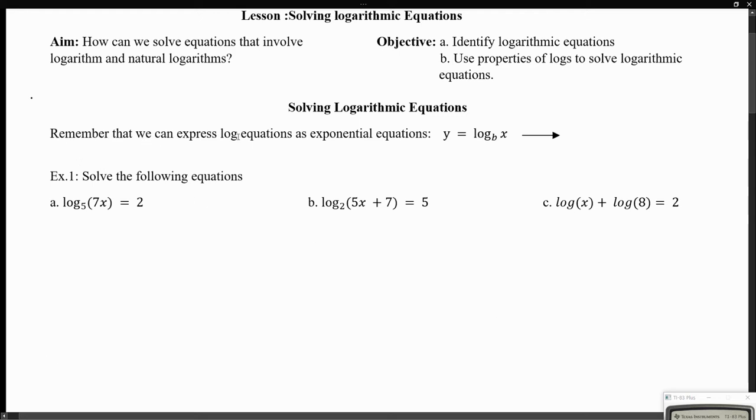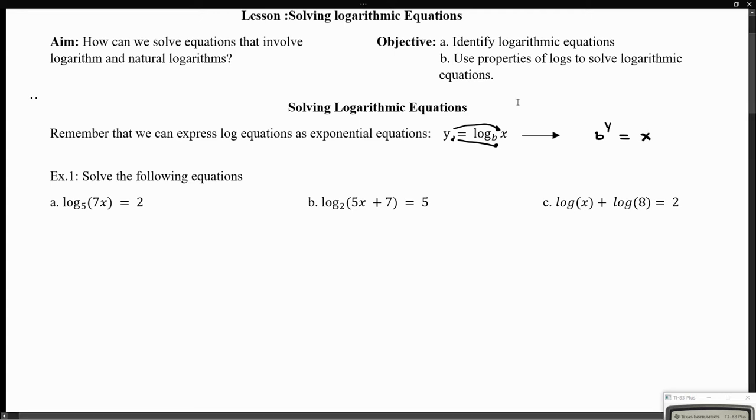Remember that we can express logarithmic equations as exponential equations. And how do we do that? Well, this is just a very basic logarithmic equation. Here we have y equals log base b evaluated at x. And remember that we can express this as an exponential. We take the base of the log and make it the base of an exponent. And the exponent is what's going to be equal, which in this case is y. And now the exponential expression is always going to be equal to what's inside the log, which in this case is x.